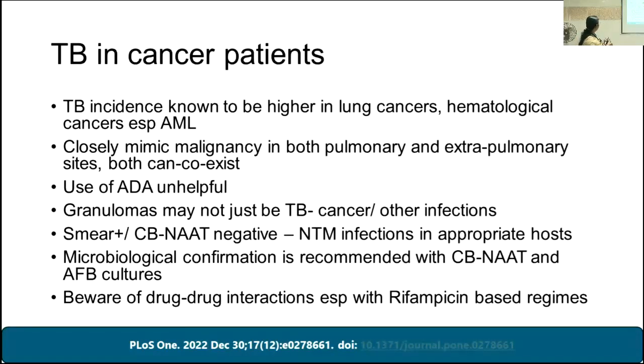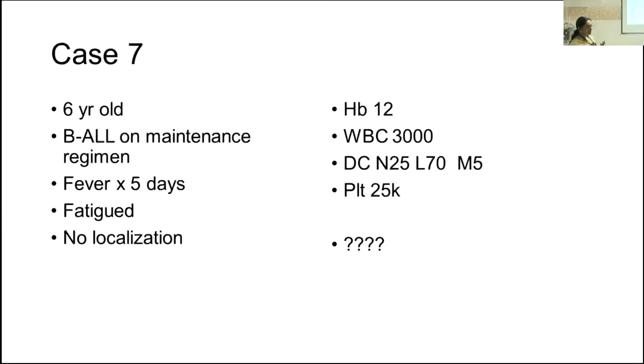Okay, next one please. So I think this will be my last. This is a 6-year-old child, B-ALL on maintenance, with fever for 5 days and feeling very fatigued, no localization. The child comes with some low counts, lymphocyte predominant, and platelets are low. So what do you think this is?